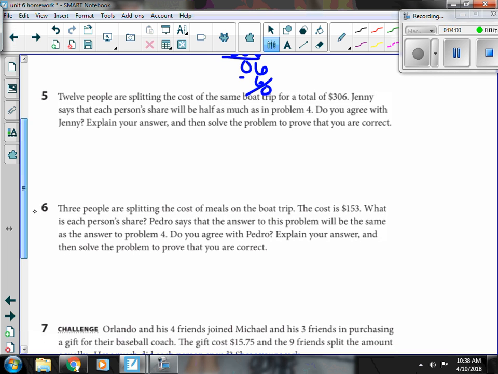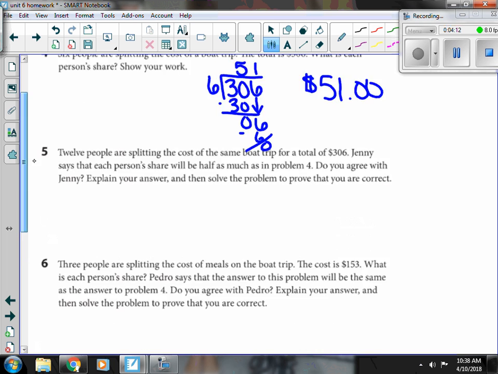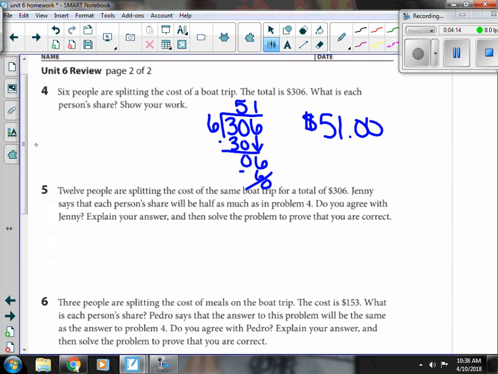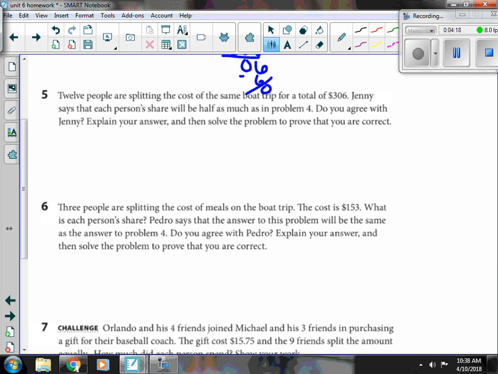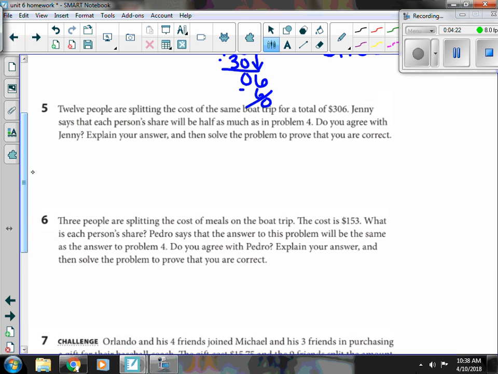Number 5. 12 people are splitting the cost of the same boat trip for a total of $306. Jenny said that each person's share will be half as much as problem 4. Do you agree? So up here, we split it 6 ways and get 51. Here they're saying that if we double the people, the cost will be half. So let's check to see if that works. So we're going to do 306 divided by 12.